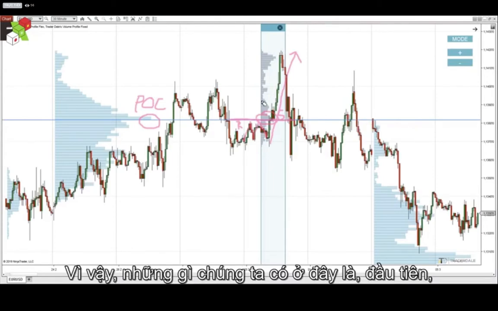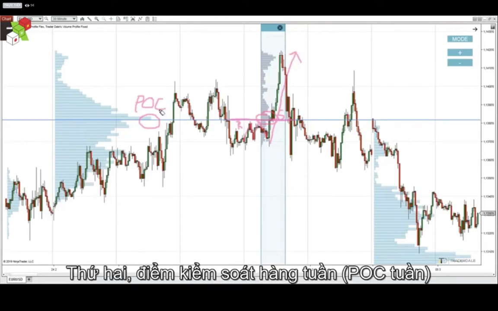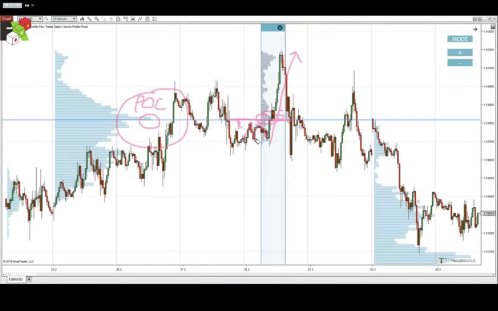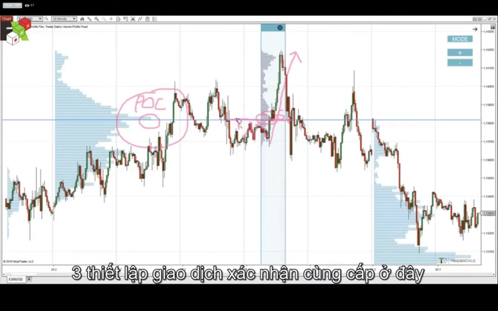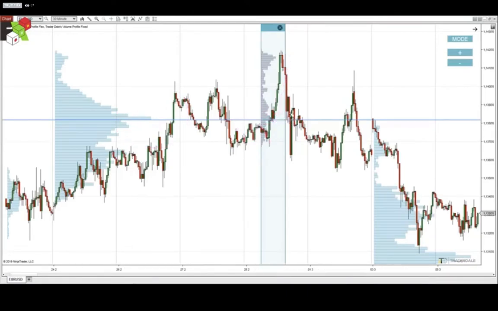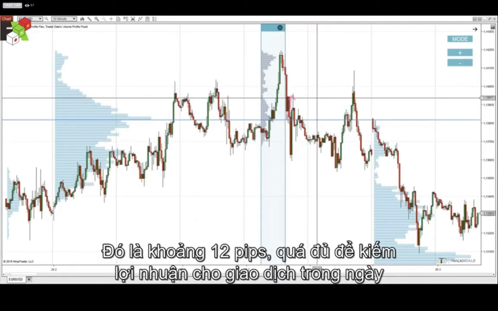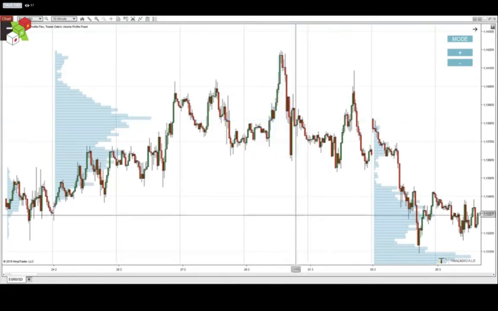So what we have in here is first, trend setup. Second, weekly point of control. Third, resistance becoming support setup. Three trading setups confirming the same level, which is in here. This is the reaction to the level. It's around 12 pips, which is more than enough for take profit for intraday trading.